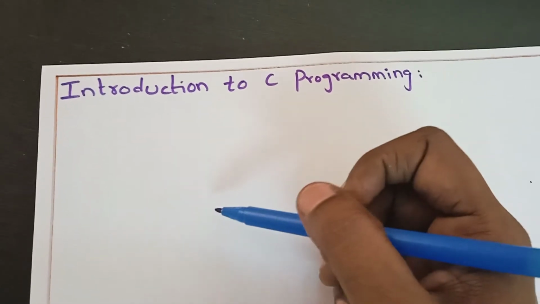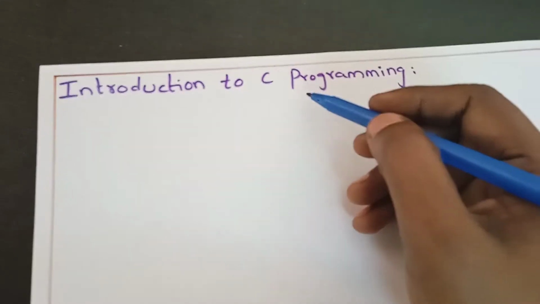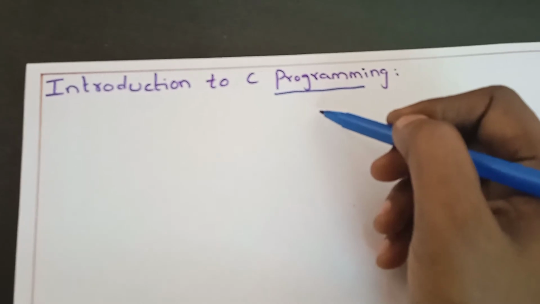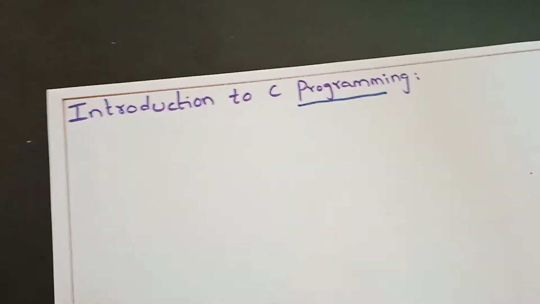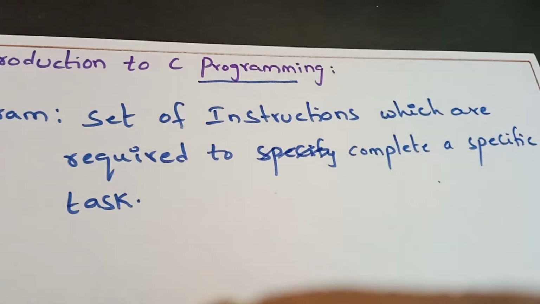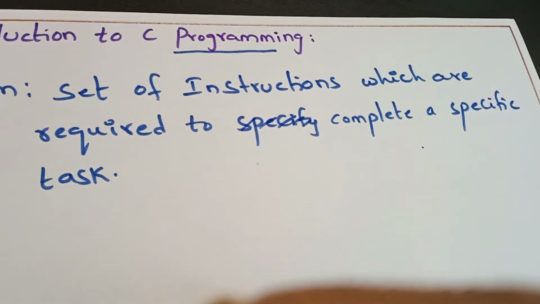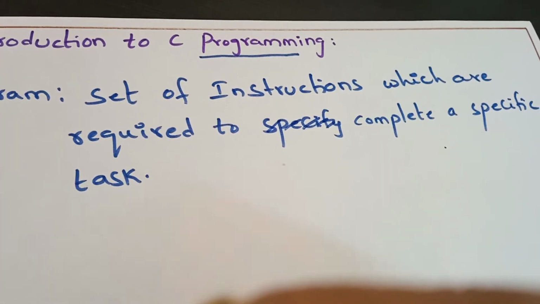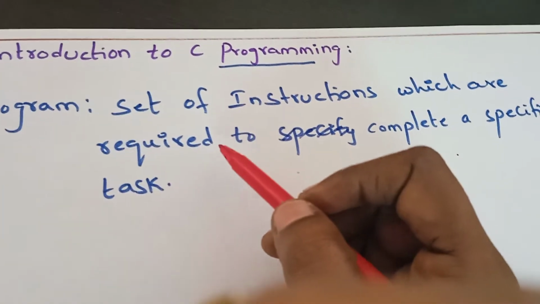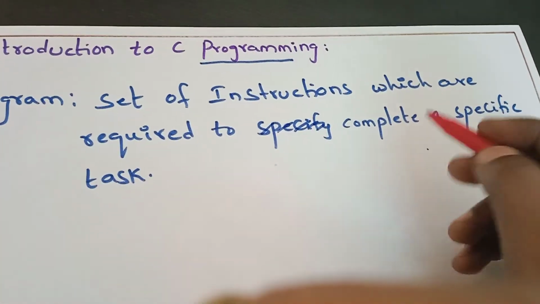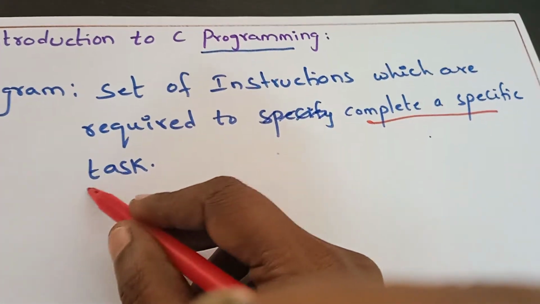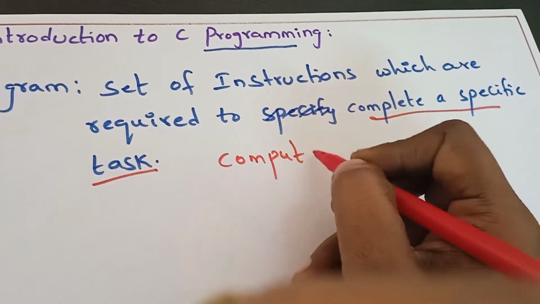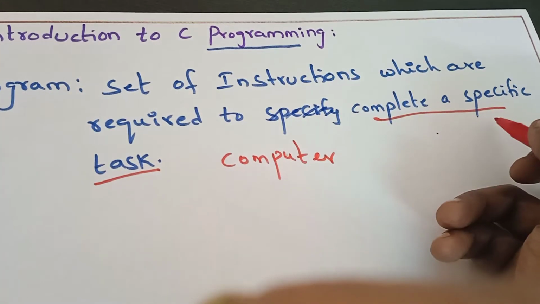Before we step into the concept, let's understand what a program or programming is. A program is defined as a set of instructions which are required to complete a specific task. So this is the definition of a program. A program is to complete a specific task. Where will we complete this task? Using a computer. We'll use the computer machine to complete a specific task.